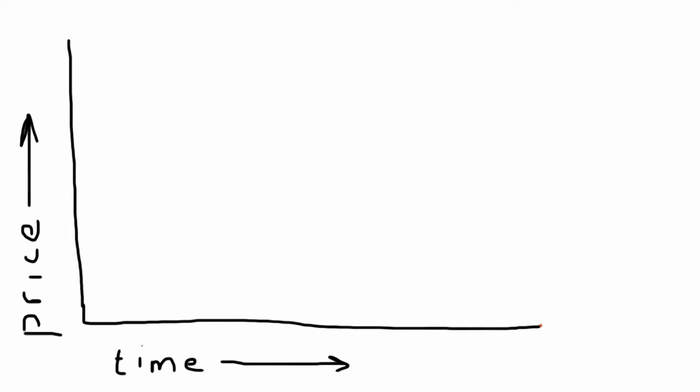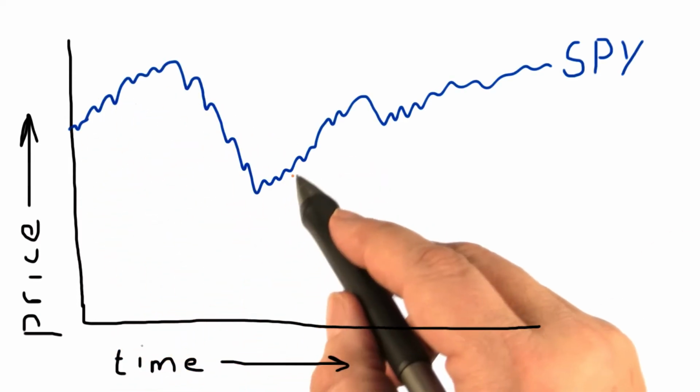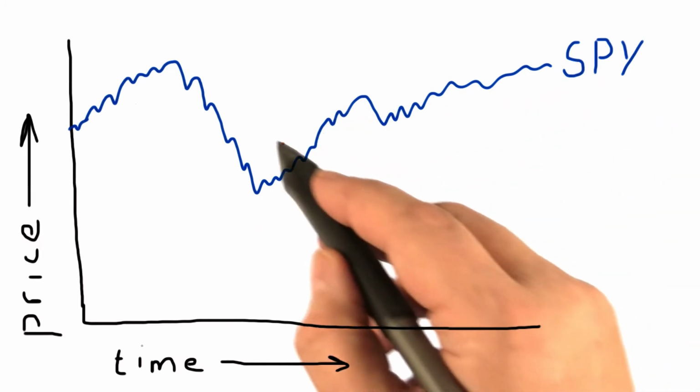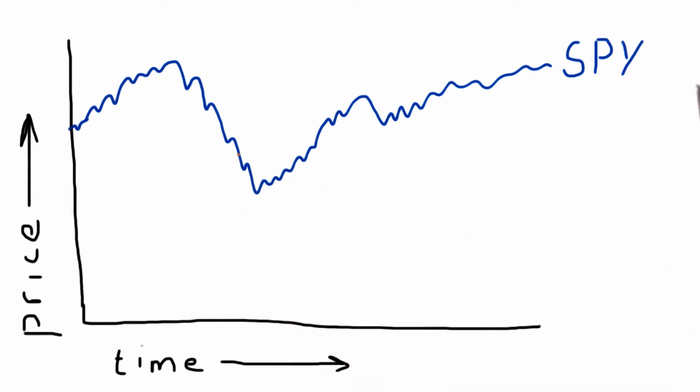Okay, let's take a look at some examples so we can see how prices are recorded over time. We'll start with SPY. This is showing a time series of that ETF over time. This is the downturn in 2008, 2009. SPY represents the S&P 500.